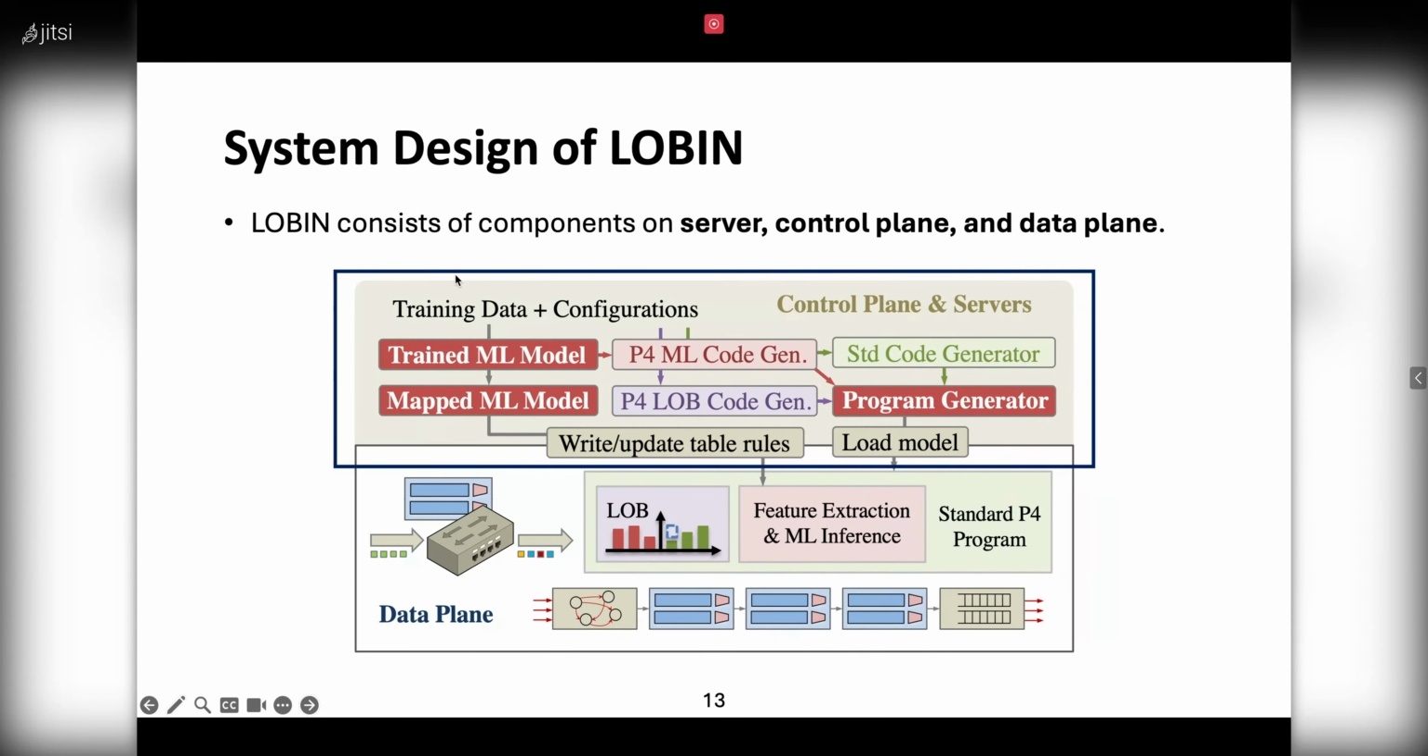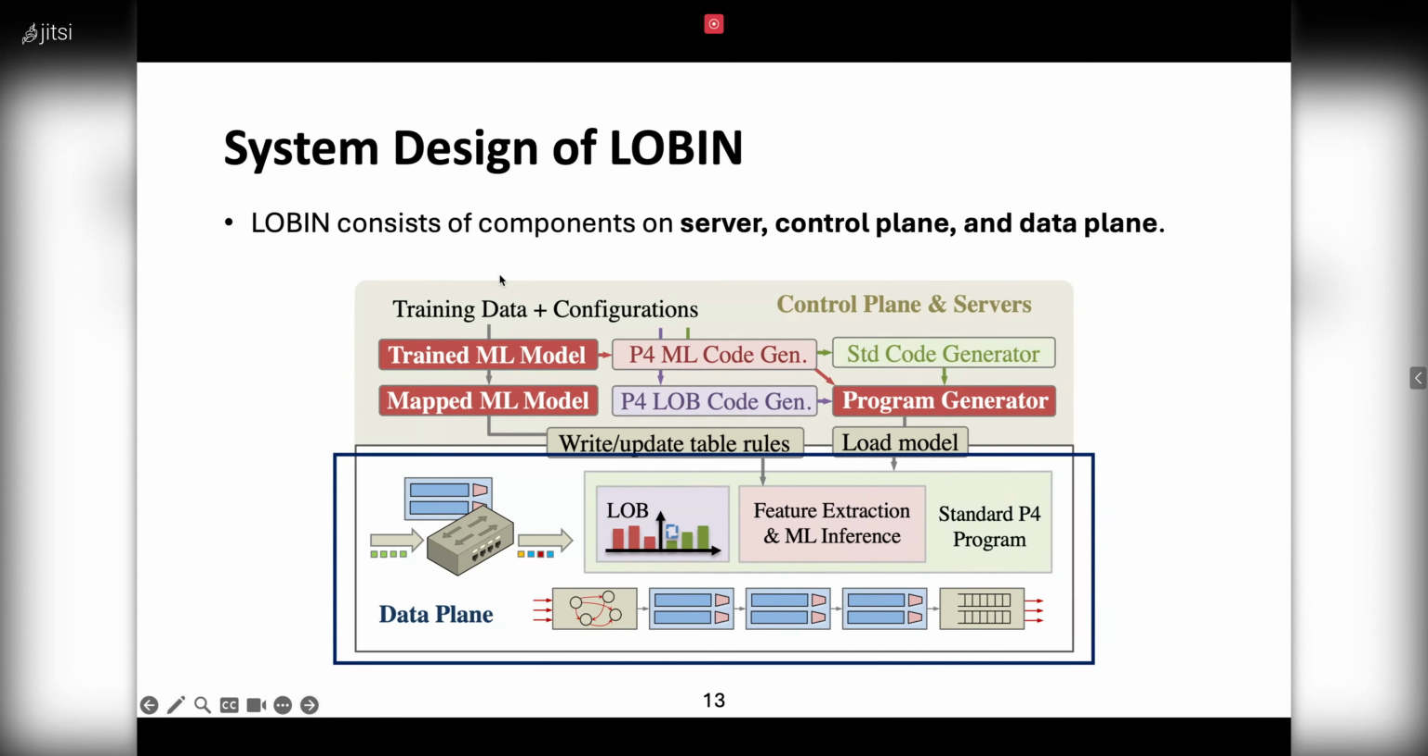After we map the machine learning models within the network, in real time in the data plane, when the real-time market data comes, we build the limit order book first, then we do the feature extraction from the limit order book, and then we do the machine learning inference. All these functions we implemented can co-function with the standard P4 program, so it will not affect the basic functionality such as traffic forwarding.